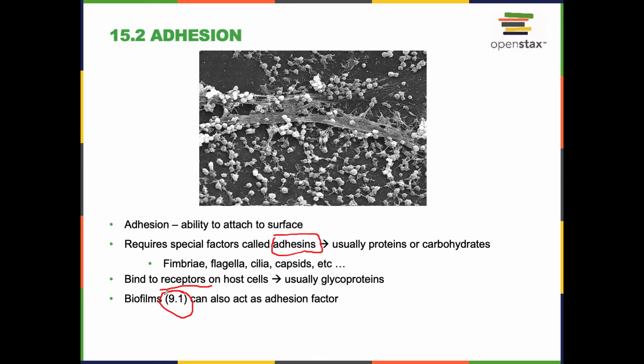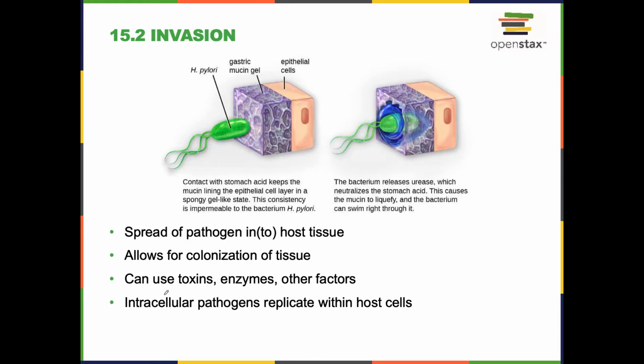All right, once it sticks, now our pathogen needs to invade, right? So there's this spread of a pathogen into host tissue, right? To allow it to colonize. Sometimes the bacterium will colonize where it sticks. Sometimes it needs to invade farther in, right? And to do that, it'll use a number of factors like toxins, enzymes, various things.